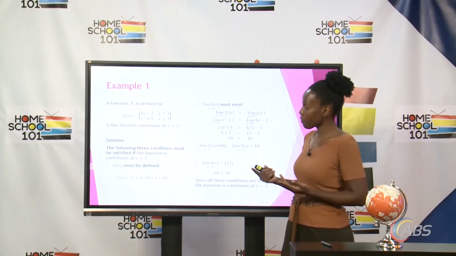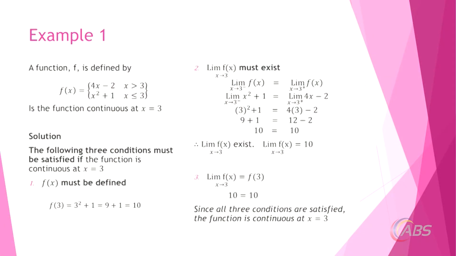So in the second function, we see we would use that when x is less than or equal to 3. So to determine if f of x is defined, we substitute x in that equation. So f of 3 becomes 3 squared plus 1, which gives me a value of 9 plus 1, which is equal to 10. The second condition is that the limit must exist. And because I have two separate functions, two separate equations that deal with the values of x, I must evaluate both left-hand and right-hand side limits.